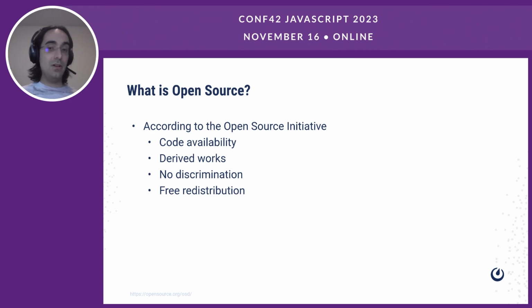Another important one is that the distribution should not discriminate. Everyone should be able to use the code in any field and with whatever technology. And finally, one that is really useful for us everyday developers, free redistribution. People are free to redistribute the code as an aggregate of programs. That is what brings us tools like NPM.